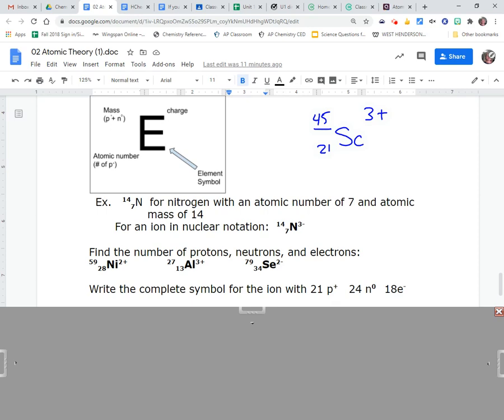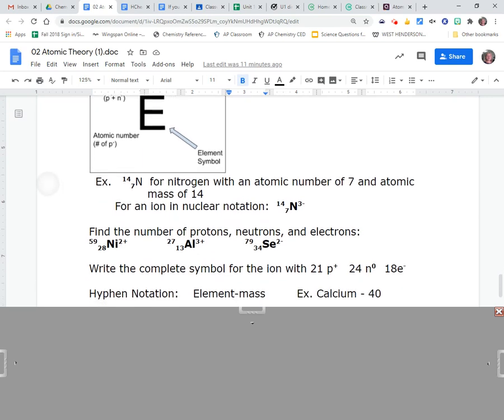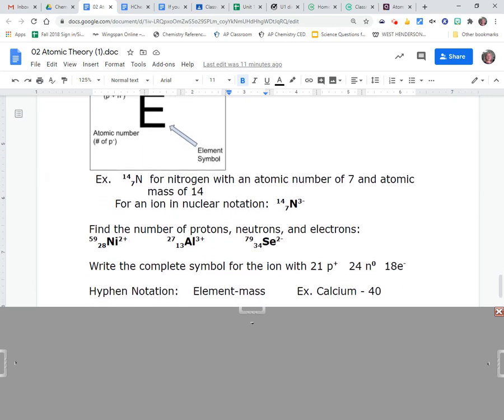There is one more notation, and that notation is called hyphen notation. It has a hyphen in it. So for hyphen notation, you have the element name and then a hyphen and then its mass. And it's important to remember that it's the mass that comes after the hyphen, which is your protons plus your neutrons. You would have to use a periodic table to figure out the protons, neutrons, and electrons.